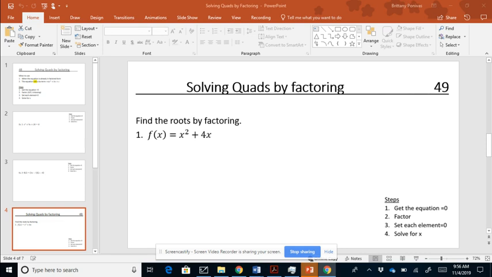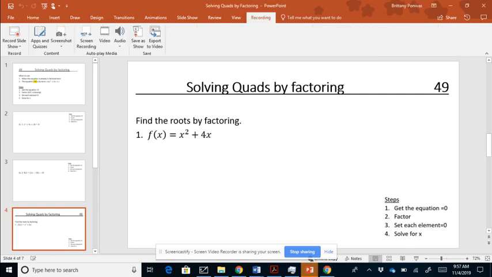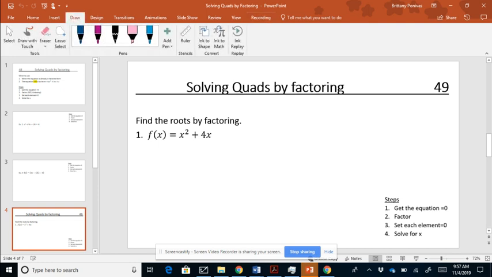On page 49, we're going to find the roots by factoring. Your very first step, I've got the steps over here in the bottom corner. Very first step is to get the equation set equal to 0. It's already set equal to f of x, so all we're going to do is instead of f of x, we're going to plug in 0. So we're going to have 0 equals x squared plus 4x.